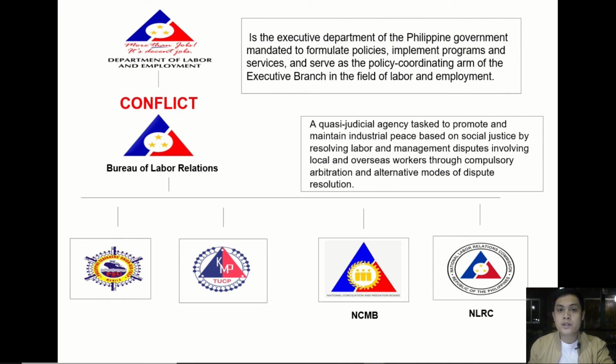If both parties do not agree on the terms and conditions that were presented to them, then the case will be forwarded to the NLRC for the final judgment of a labor dispute. So this is how everything works, because the NLRC is tasked to promote and maintain industrial peace based on social justice by resolving labor and management disputes involving local and overseas workers through compulsory arbitration and alternative modes of dispute resolution. So this is how everything works if a conflict arises. Of course, this is part of the collective bargaining agreement and it is enacted also under the Labor Code.